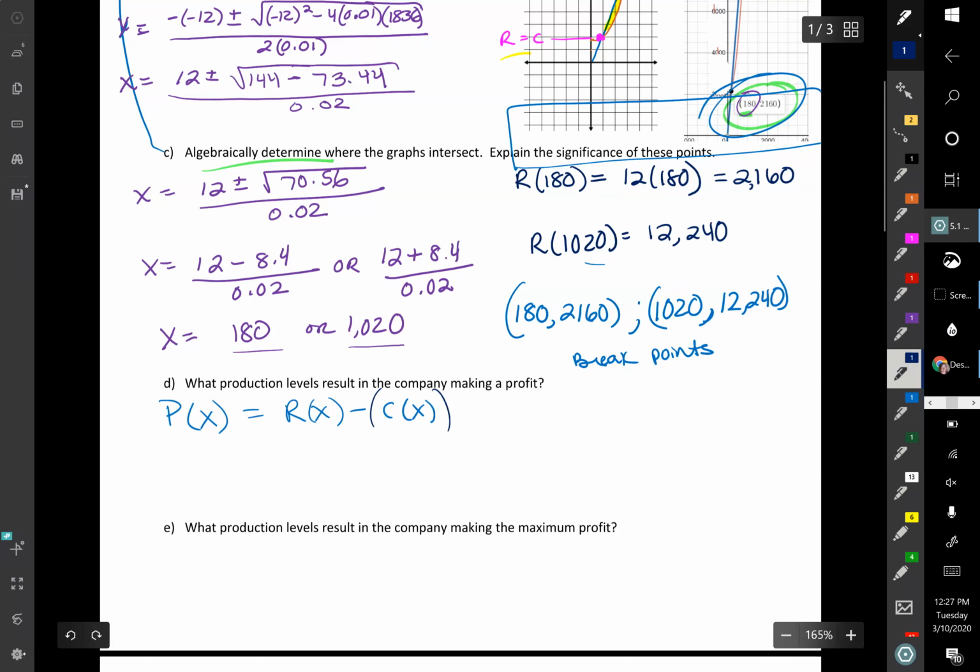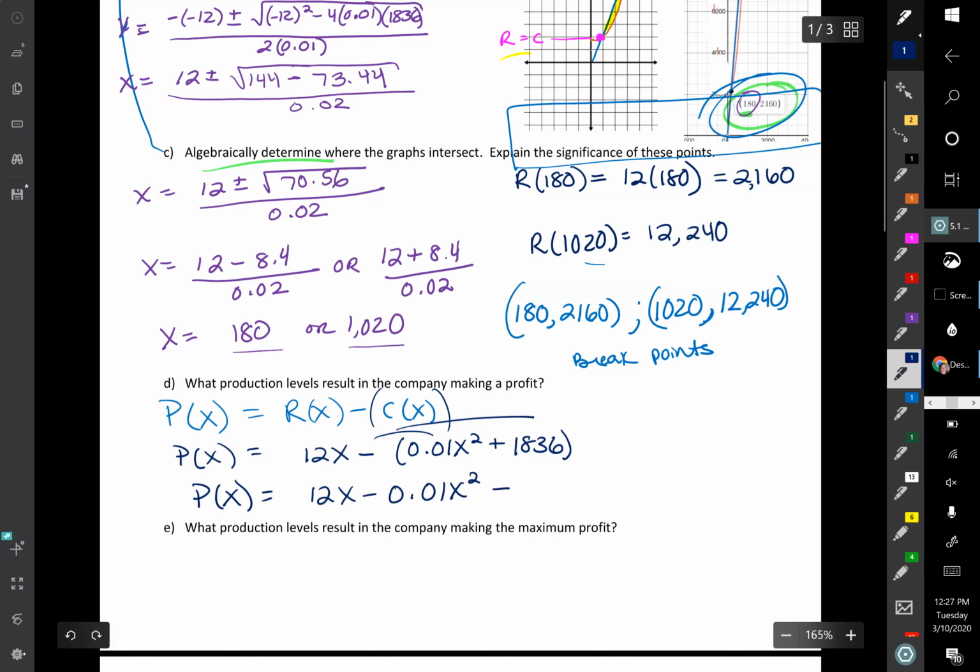It'll actually come out to be similar to what we calculated before. So we have P of x equals 12x minus parentheses 0.01x squared plus 1836. Then I distribute that negative. So I get 12x minus 0.01x squared minus 1836. So that is going to be my profit function.